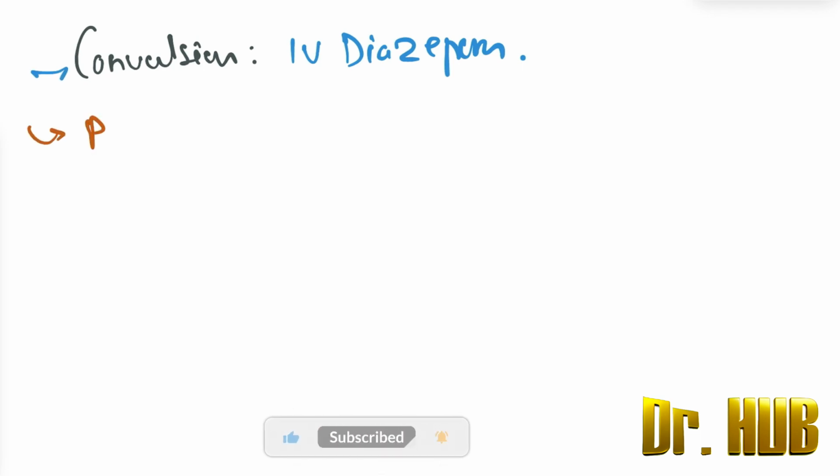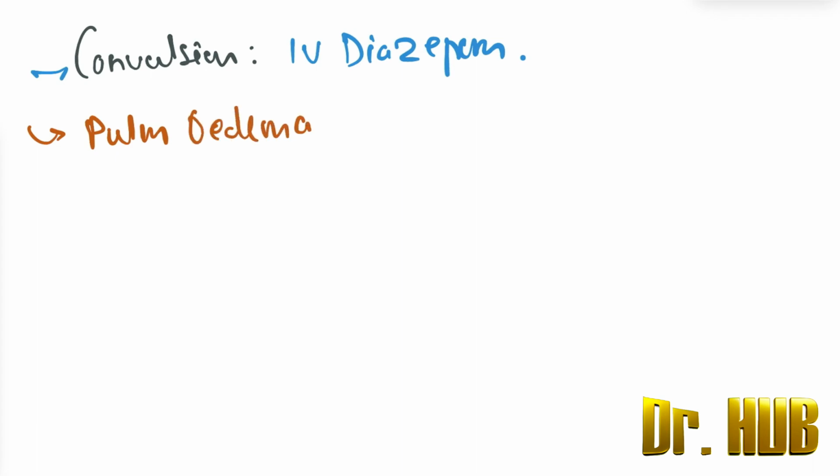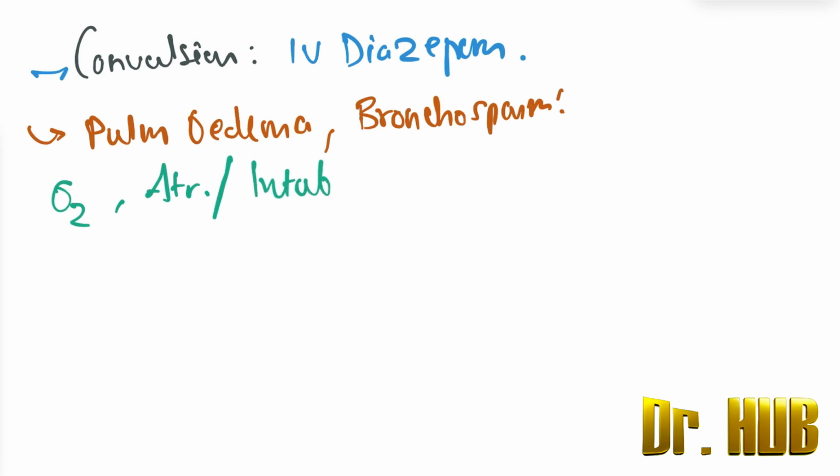Then comes pulmonary edema, as well as bronchospasm. So what are the bronchospasm and the pulmonary edema treated with? There can be oxygen, then atropine or intubation. Next, positive pressure ventilation.